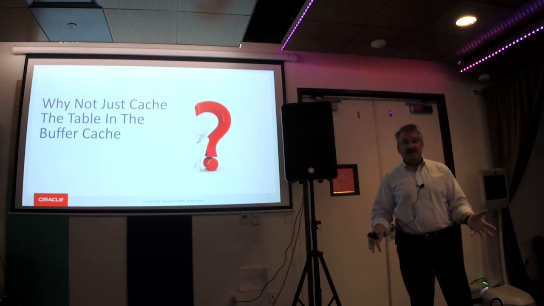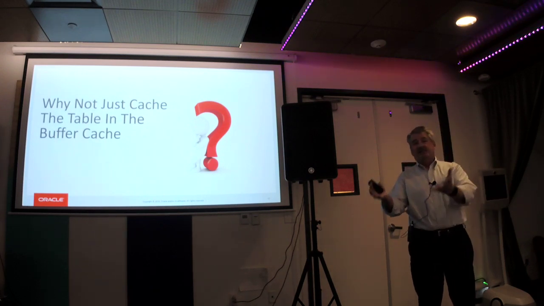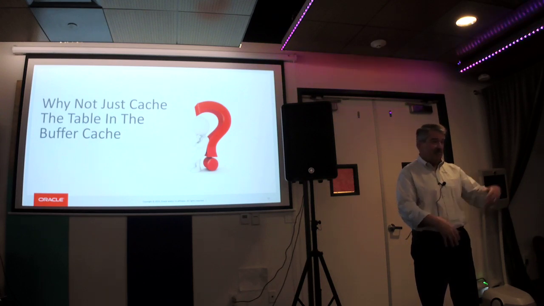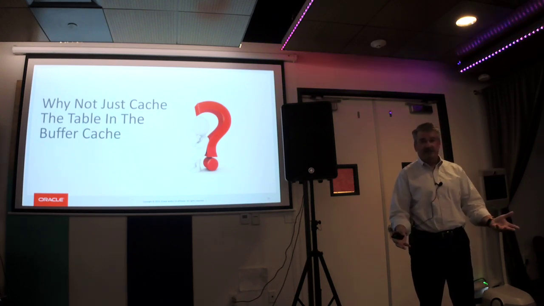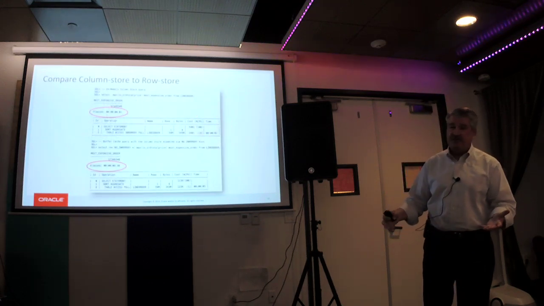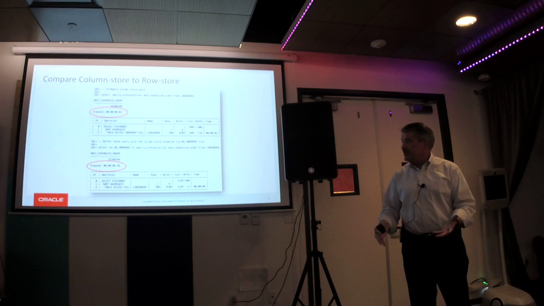So why not just cache a table in the buffer cache? What's the big deal about columnar formatted data? I just have row. I can put all my tables that are row-based in memory, and it's the same thing, right? It's going to be just as fast. And the reality is, it's not. The columnar format is very, very different as far as speed goes.